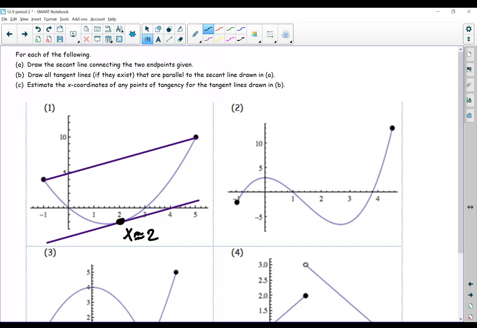Okay, so go ahead and pause me. Try these 7 remaining problems, draw the secant line, figure out are there any tangents that are parallel to it, and estimate the x-coordinate of that point of tangency.